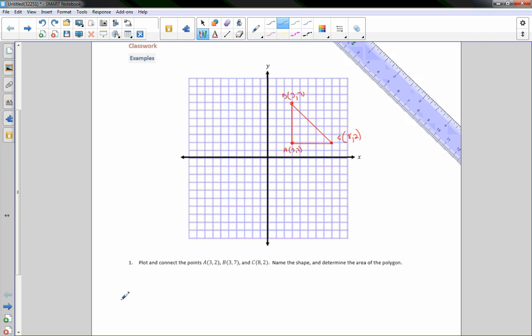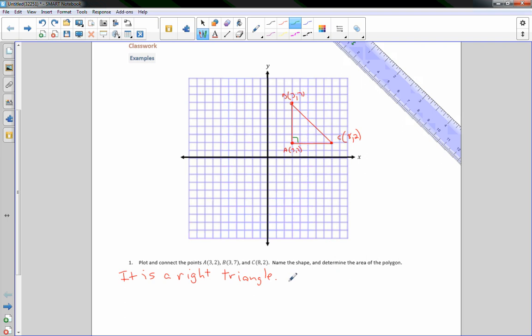It says name the shape. It is a triangle. And more specifically, it is a right triangle. Since I said that, I will label it. This is a 90-degree angle right here, so it's a right triangle. Because this line is horizontal. And how do I know that? The Y values are both 2. And this is a vertical line, which I know because the X values are both 3.